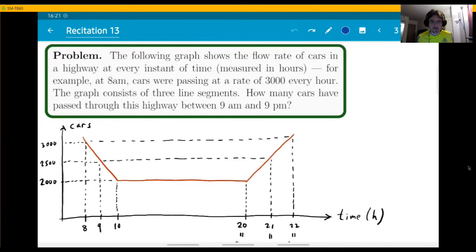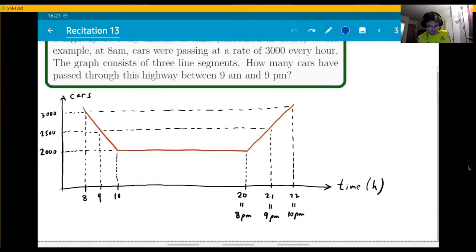So the graph consists of 3 line segments. They're saying that because just by looking at the graph, you might have guessed it, but you don't have confirmation. All right, so now you do have confirmation. It is a simple graph for which you can use simple geometry to calculate areas. The question is, how many cars have passed through this highway between 9 a.m. and 9 p.m.?